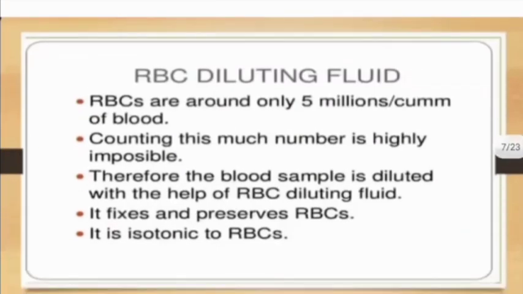What is RBC dilution fluid? RBCs number around only 5 million per cubic millimeter of blood. Counting this many is practically impossible. Therefore, the blood sample is diluted with the help of RBC dilution fluid. It fixes and preserves RBCs. It is isotonic to RBCs, which is required for the solution.